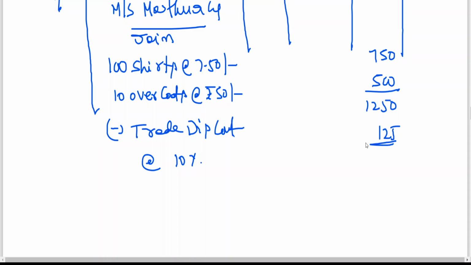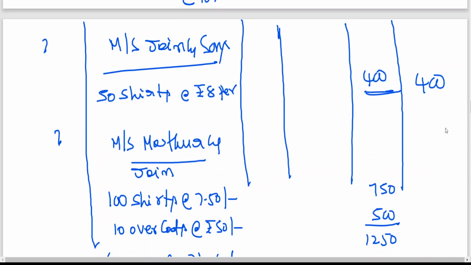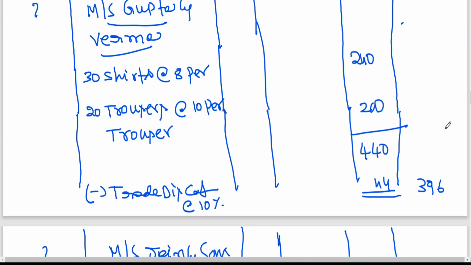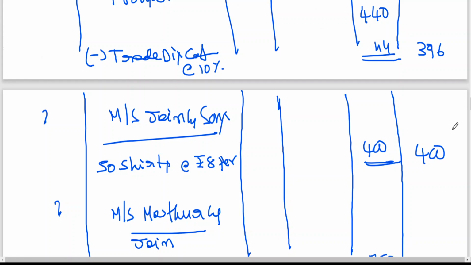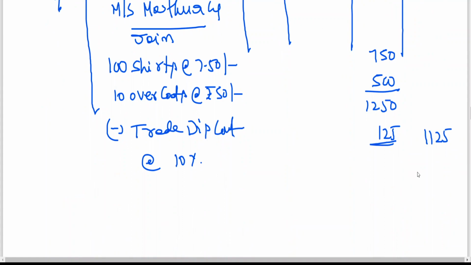Now 1250, you're getting 1125. Just go for totaling of it. 1125 plus 396 plus 400. It is coming to 1921 is the total. Is this clear? Now this is the total of sales day book.